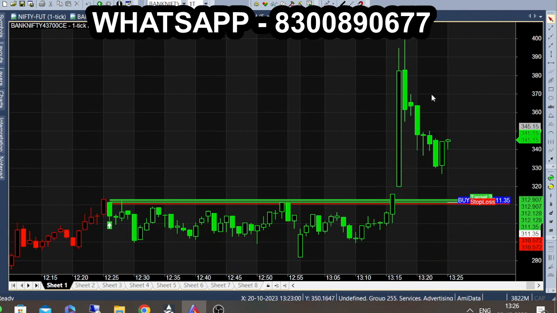In this chart it's like a script, so you can change whatever script, like crude oil, silver, and you will get the signals for it.